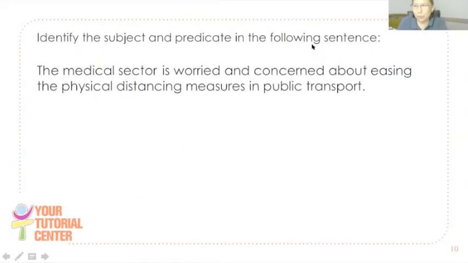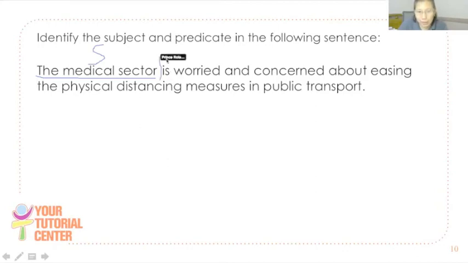And I'd like you to help me identify the subject and the predicate in the following sentence. Can you annotate for me, Vince? Okay. So please underline, like what I did, the whole subject. So what is the subject? The medical sector. Okay. So can you write S on top? Yes. S, subject. Okay. Where do you draw the line, Vince? Where do you draw the line to separate the subject from the predicate?